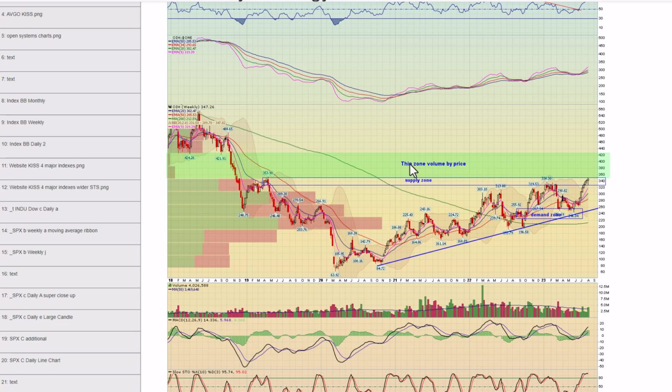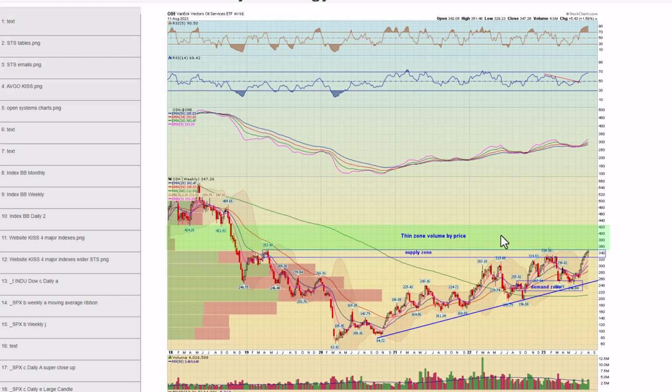This area in green is a thin zone where it can melt up all the way into the 420-ish area. But again, I would prefer a pullback first just to help regain some energy. The other thing you could see is a pop up into here and then a pullback and hold that area of support. Either way, longer term, I think oil services move much higher. Next.